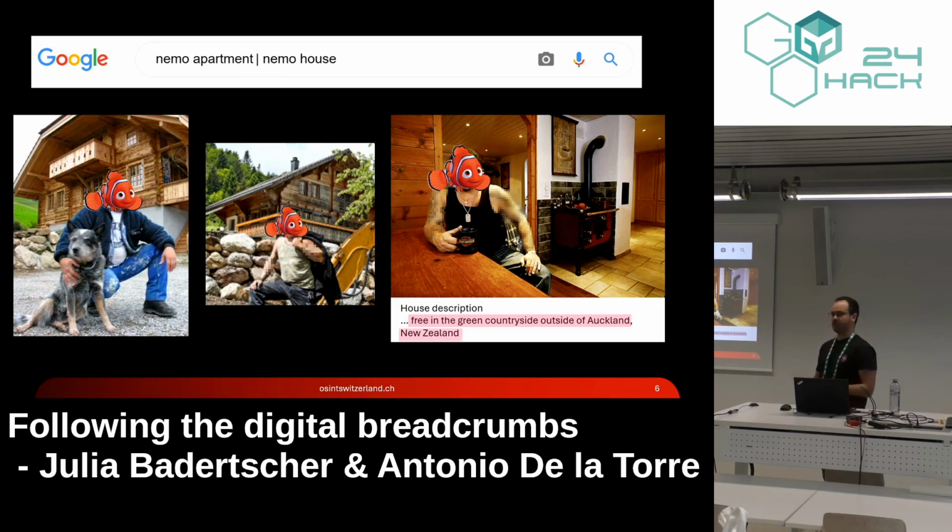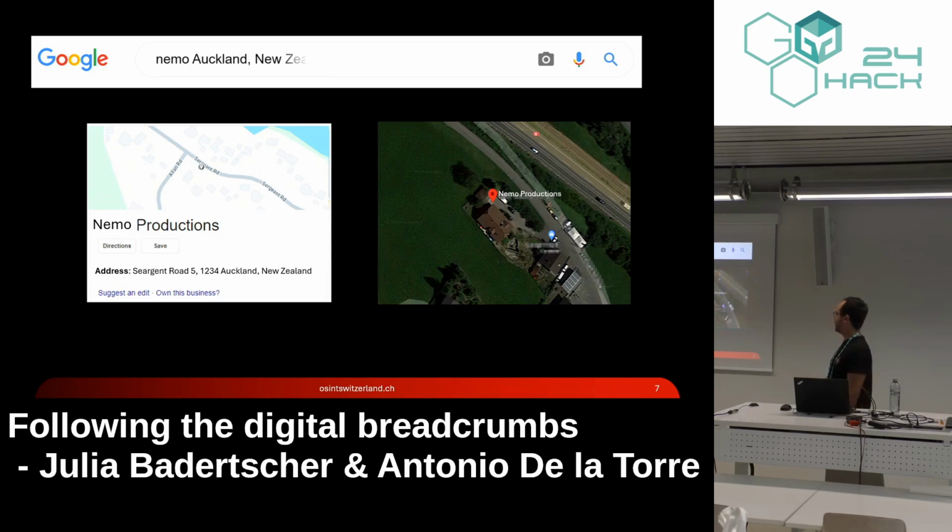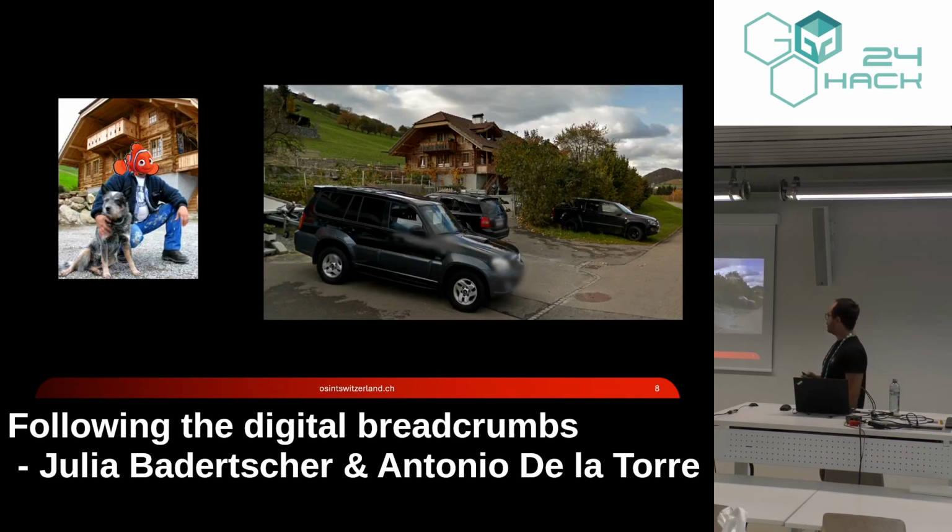So we know we have Nemo and we have Auckland, New Zealand, so pretty easy. Nemo, Auckland, New Zealand. What do we find? We find there's a company called Nemo Productions, which is located on Sargent Road number 5 in Auckland. And if we see the satellite view of this house, we see the rooftop, which looks a little bit like the chalet that we saw before. And now we can confirm it by using Google Street View. And we see this image, and, well, the balcony looks pretty much the same. Now we see the stairs here, and if you look very close into the picture, you can see the dog there. So we're pretty sure this is his house.